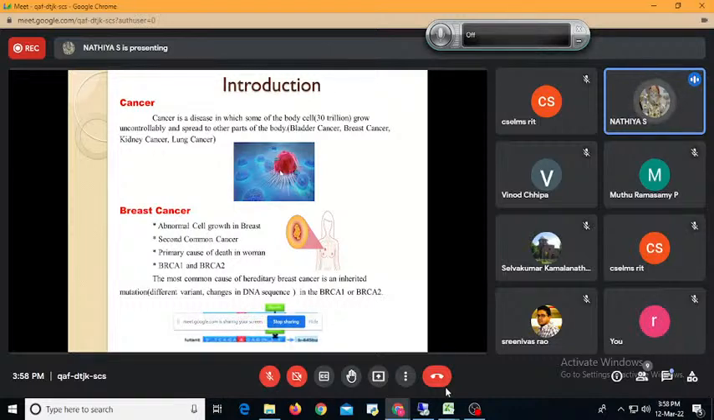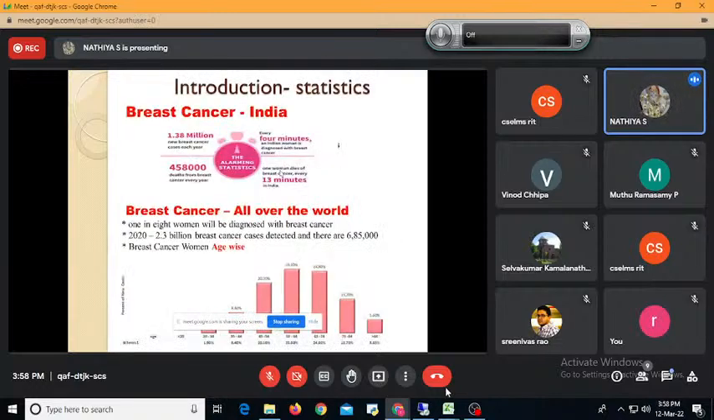It is the second most common cancer in women, and it is a primary cause of death in women. In our body, we have two different genes named BRCA1 and BRCA2. If we have a mutated version of these genes, we may have a chance of getting breast cancer. Mutation means the sequence is changed, and then we have a chance to get breast cancer. Here I have some small statistics about breast cancer.